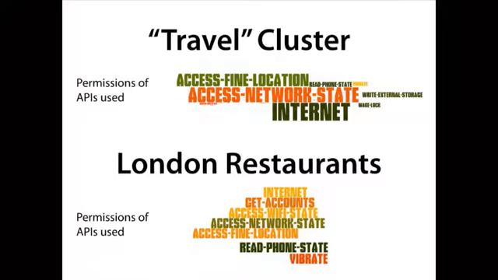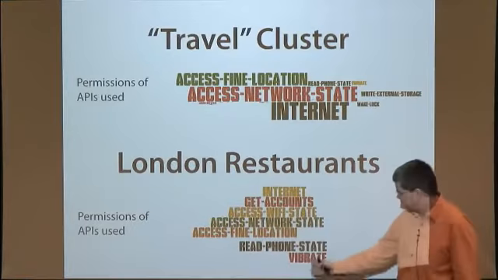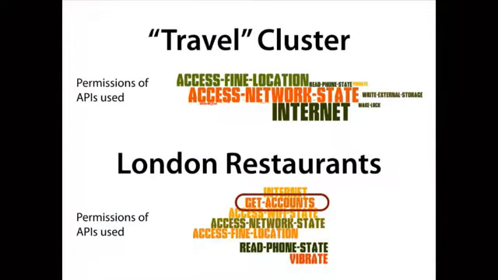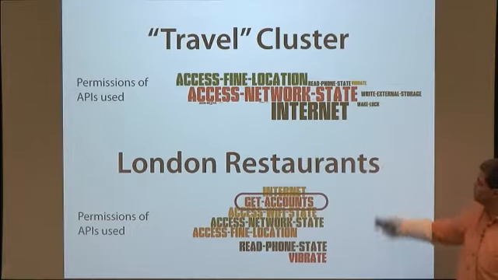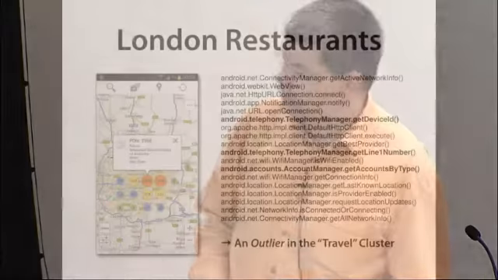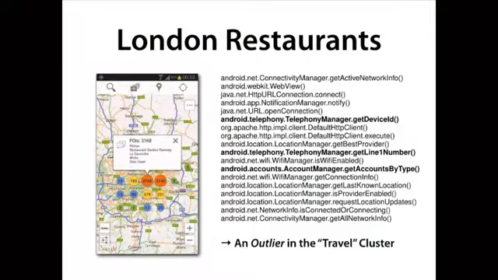And now let's take a look into London restaurants. This is one of the applications in that cluster, and you can see that there definitely is a difference in here, because London restaurants uses APIs which are related to the get accounts permission, which are APIs which are not used by any other application in the travel cluster. Which means that this is an outlier, and these three API calls which are in bold in here are precisely those API calls which are unusual for that cluster. So the question is, how can we identify such outliers automatically?